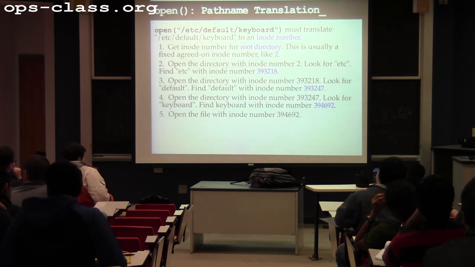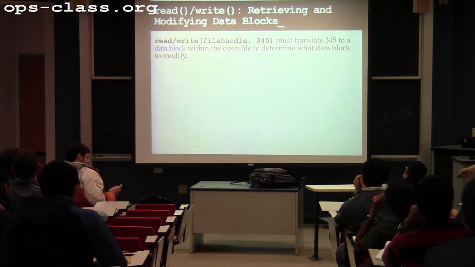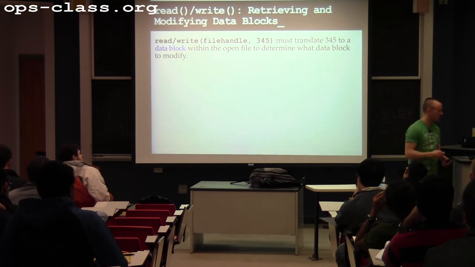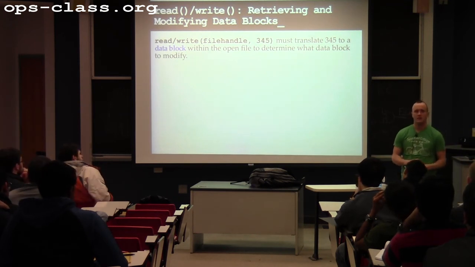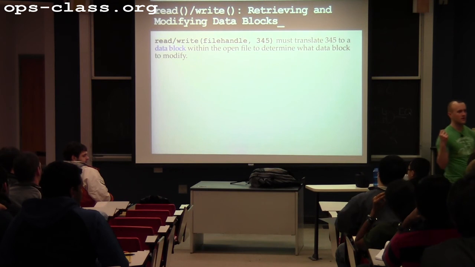All right, so we went through this. Okay, so now that we've sort of talked about pathname translation, does anyone have any, well, we're almost out of time, actually. Does anyone have any questions about pathname translation? I think we're going to stop there today. And on Wednesday, we'll talk about modifying data blocks.